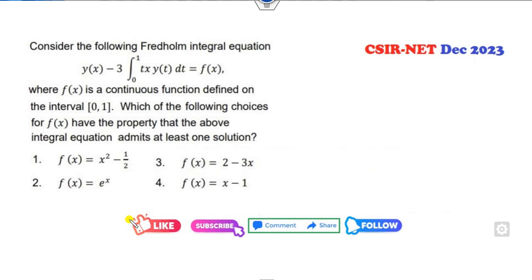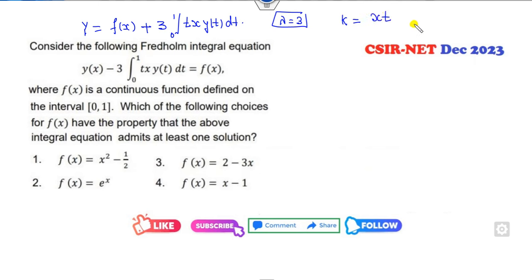Okay, this is the December 2023 question. I have to write this in the simplified form: f(x) plus 3 times the integral of x t y(t). So the eigenvalue is 3. The kernel is x times t. That is my type 1. There is no resolvent kernel.